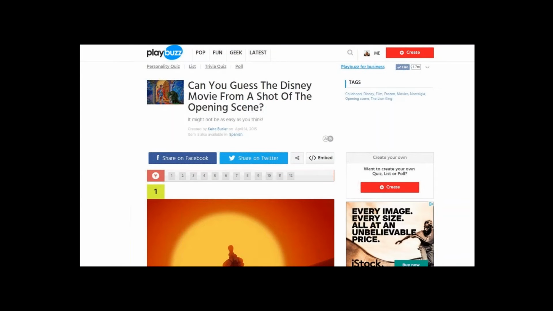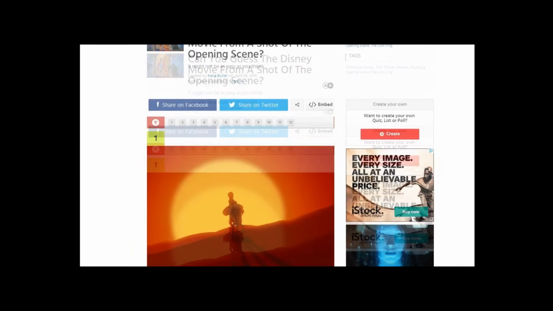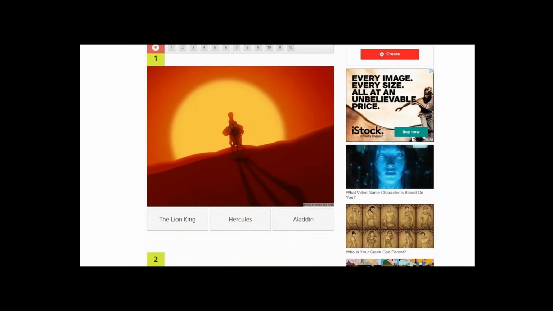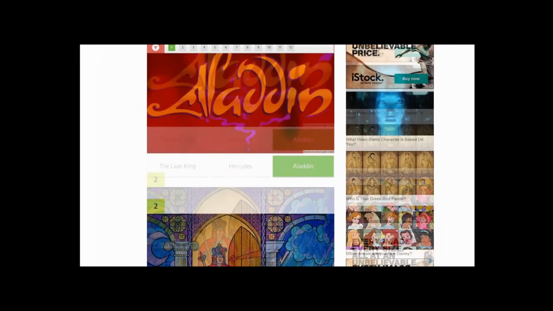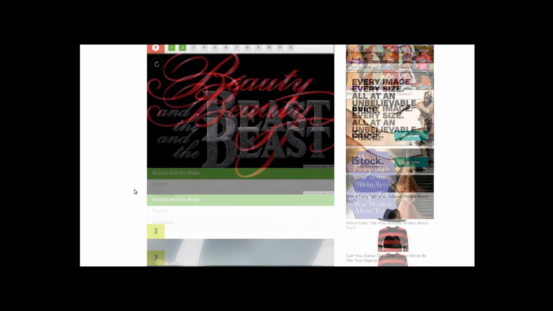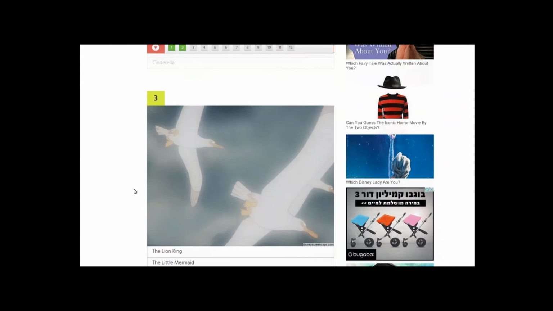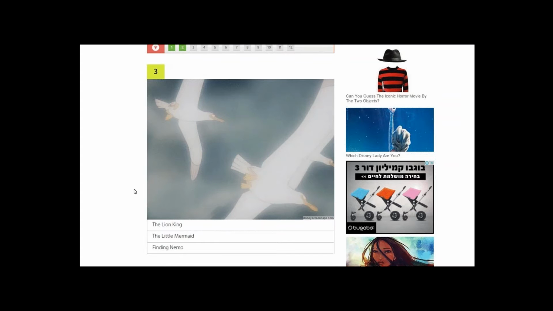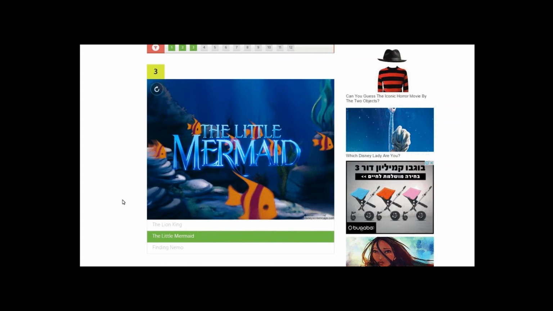For example, here we have a trivia quiz. Can you guess the Disney movie from a shot of the opening screen? This is very creative. The creator gives us a shot from the opening screen and we have to guess what we're looking at. Now notice this is not just a trivia about Disney movies, it's also a visual and mental challenge, meaning that your audience is really going to become invested and want to finish this quiz.